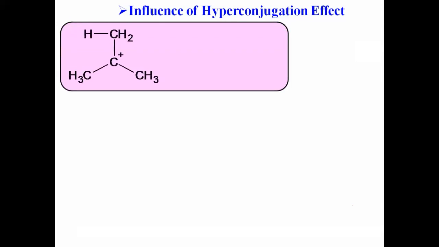Consider a very simple example. This is a tertiary carbocation. In a tertiary carbocation, the central carbon is attached to three methyl groups. This is an alpha hydrogen. The first carbon from the central carbon is the alpha carbon. This one is also an alpha carbon, and this one is also an alpha carbon. Now, this is the alpha C-H bond.